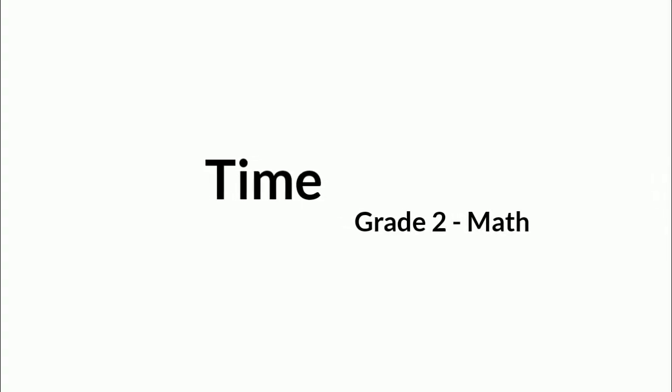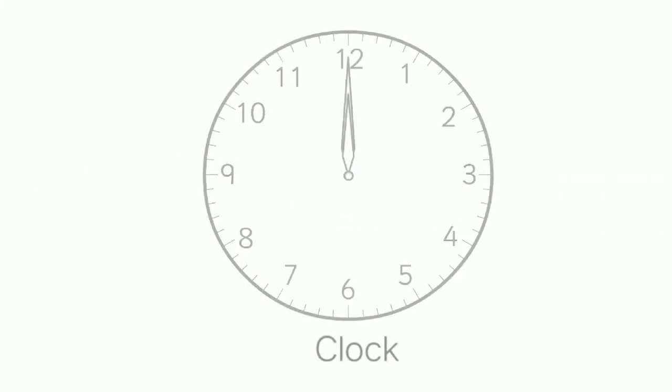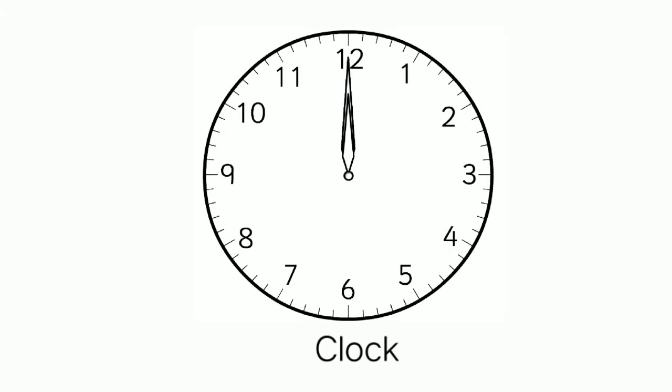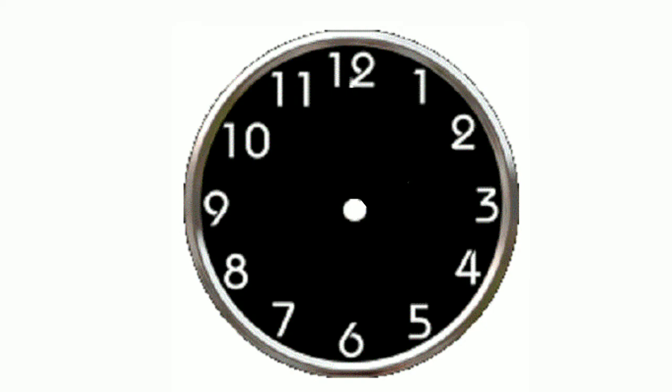Time, grade 2, math. A clock is a device used to tell time. There are two hands in a clock.